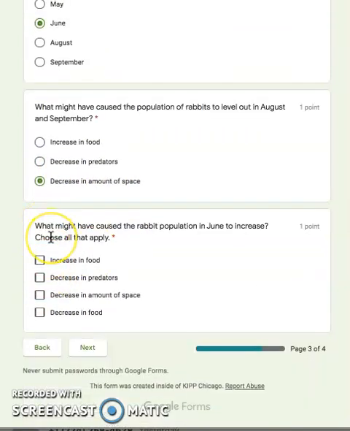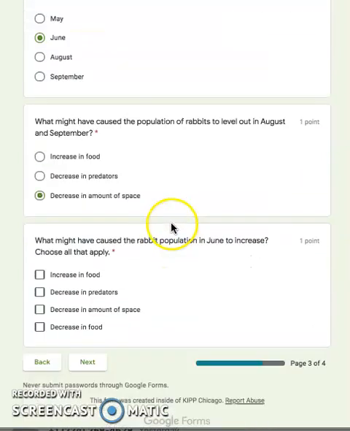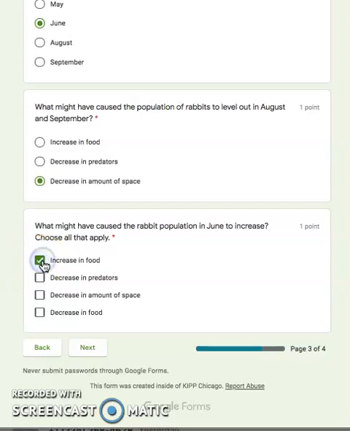Last question. What might have caused the rabbit population in June to increase? So what are some things that might have caused that population to increase? Definitely an increase in food, definitely a decrease in predators. A decrease in amount of space would actually cause the opposite to happen, which is it would decrease the number of rabbits in that population because there wouldn't be enough space for all of them. And then the same thing would happen if there was a decrease in food.